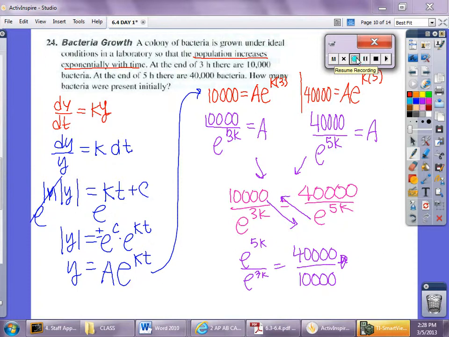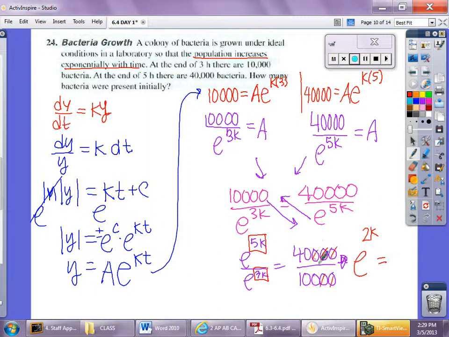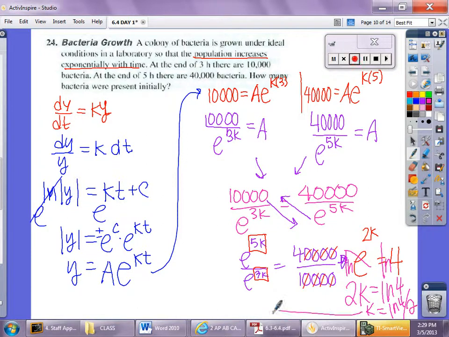In terms of how you do this, you would subtract powers when you have a fraction with the same base. So you end up with e to the 2k is equal to 4. And to solve that, you would take the ln of both sides. And you get 2k is equal to the ln of 4. Therefore, k is equal to ln of 4 divided by 2. Let me write out the answer one more time just so you're very clear on what it looks like. k is equal to the ln of 4, and the whole thing is divided by 2.